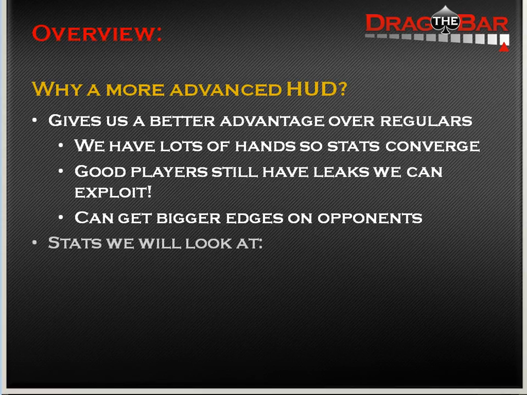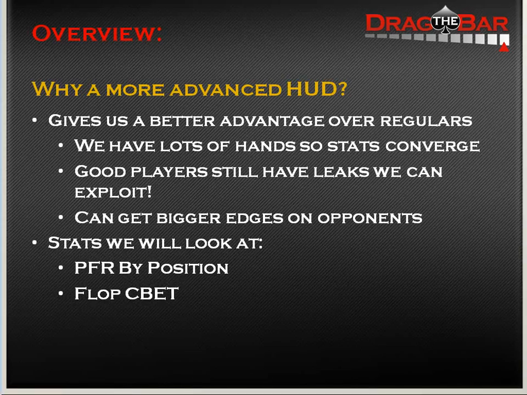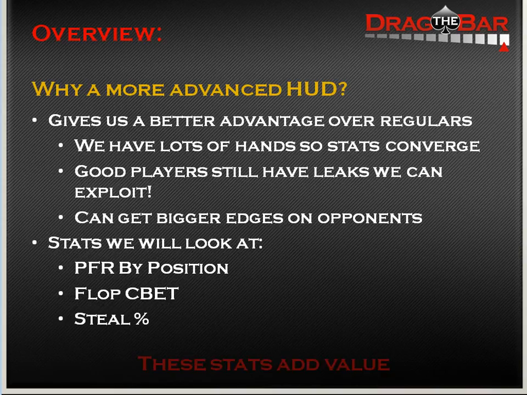So the stats that we're going to look at today are preflop raising by position, flop c-bet and folds to flop c-bet, and steal percent from the button. These stats add a lot of value because they come up a lot of times in different situations in a sit and go where it's useful to have some extra reads on our opponents.